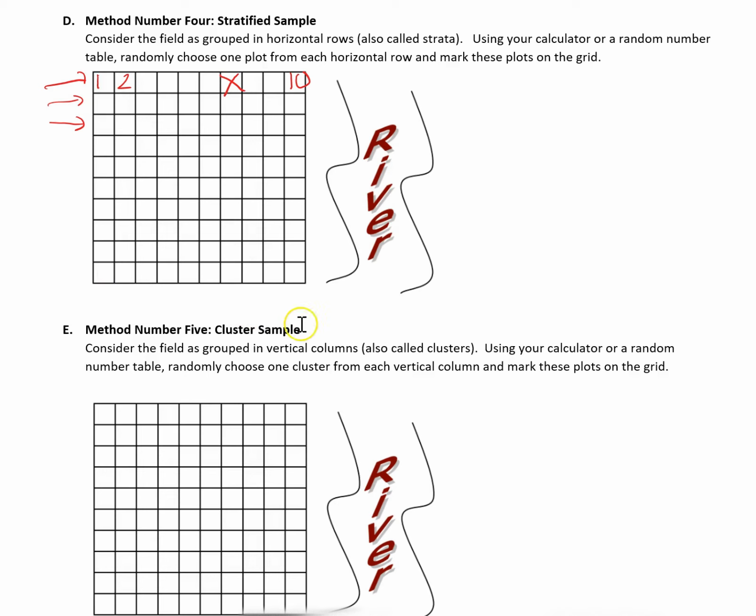Okay, remember, it is okay if it repeats. So if I get to row 3 right here, that's okay to have 2 of the same in that column because I only have 1 in that row, and I grouped by rows. Okay, go ahead and pause and complete method 4.